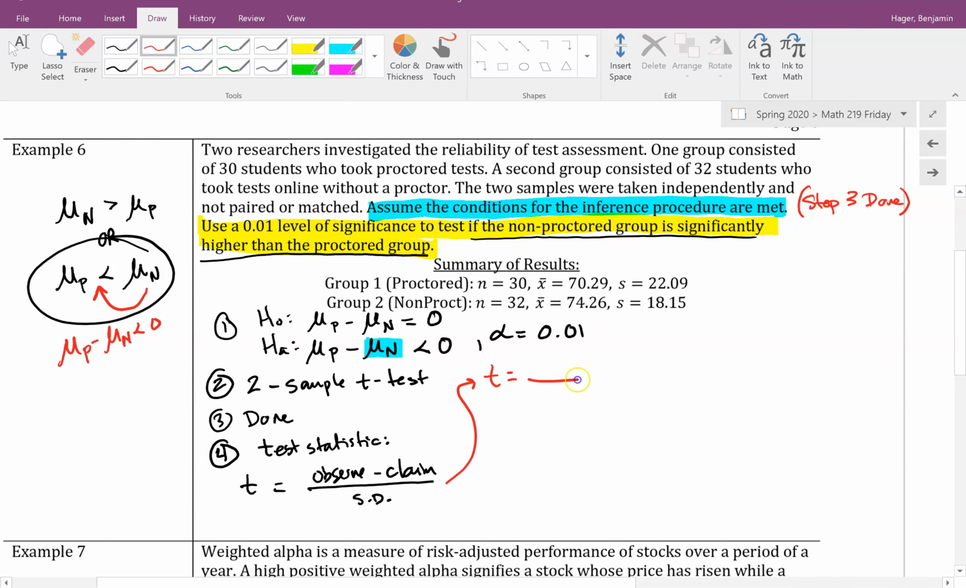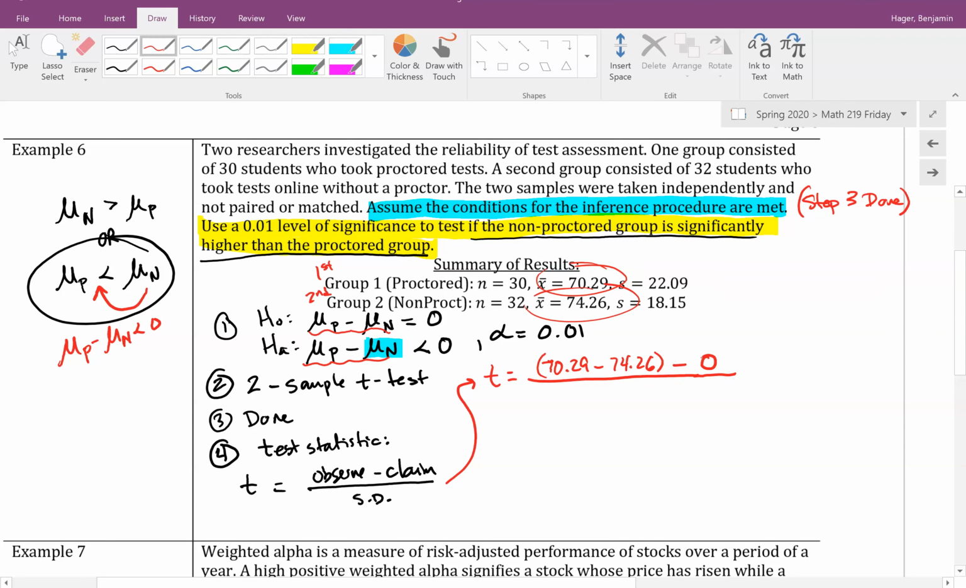Okay, so what I observe is the difference between this sample and this sample. Let me make sure I go with my correct order. Proctored group first and then non-proctored group. So that would be 70.29 minus 74.26. That was the proctored group first, and then this guy's second, just because that's the order I stated in my hypotheses. Minus the claim. Well, the claim is that there is no difference between them.